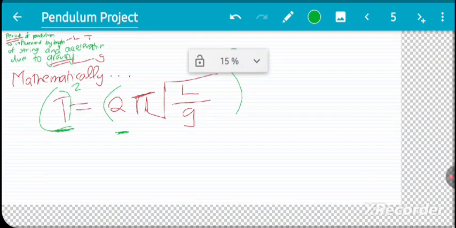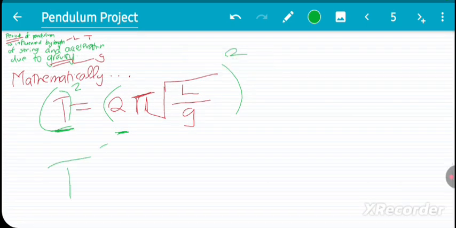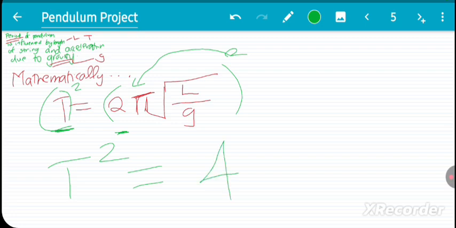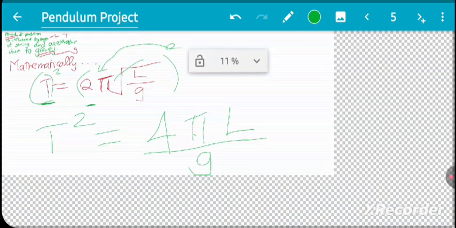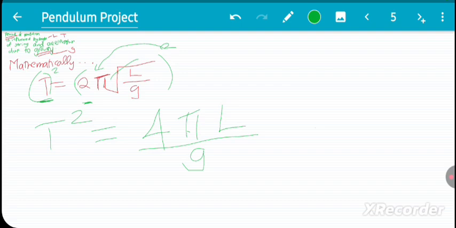It's just basic arithmetic here. T squared is equal to 2 squared, distributed across everything in this bracket, so in the end we're going to have 4 pi, and then the square root is cancelled by the squaring, and we're going to have an L here at the top, the whole thing over g. So T squared is equal to 4 pi L over g.